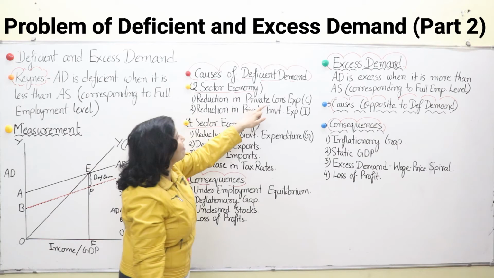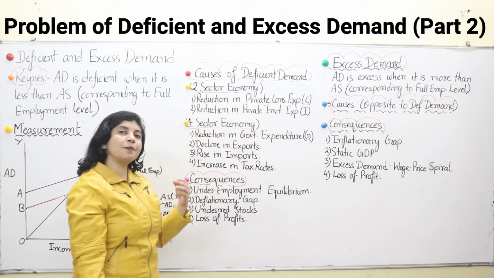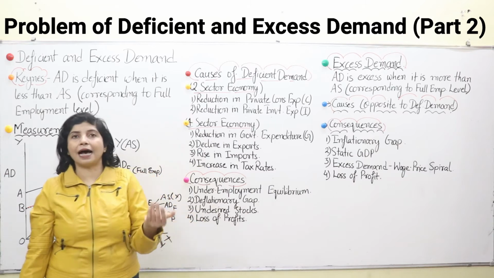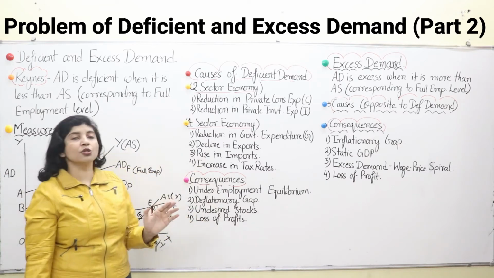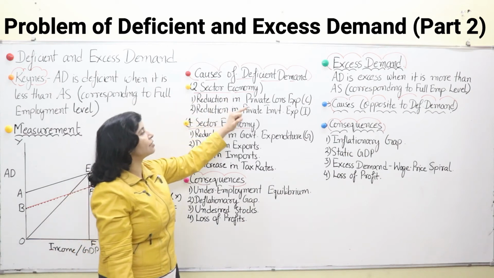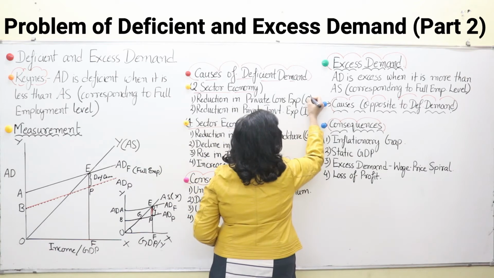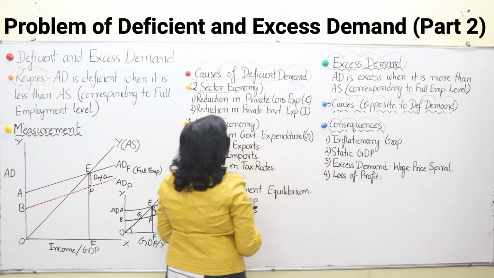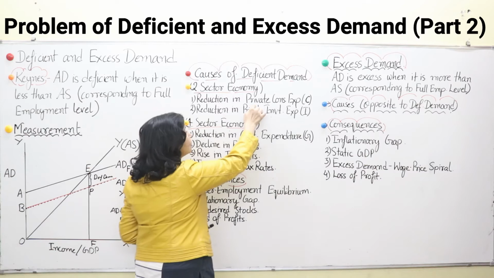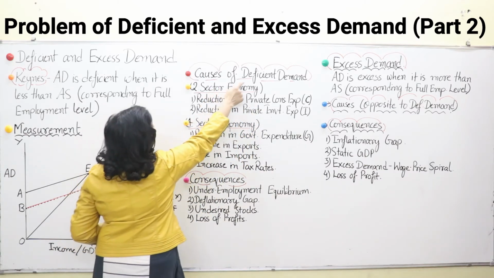Reduction in private consumption expenditure. I have told you, when demand is high, employment is high and there is no deficiency of demand. So if a reduction in private consumption expenditure happens, that is C, private consumption expenditure is denoted by C, if this becomes less or reduces, it causes deficient demand.